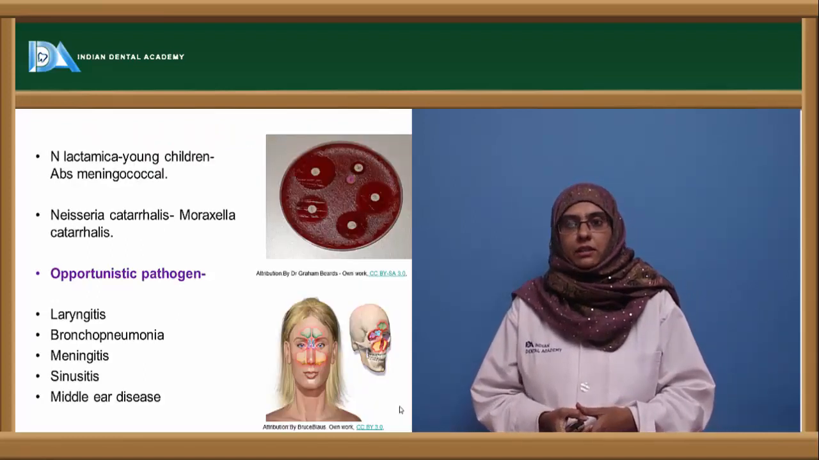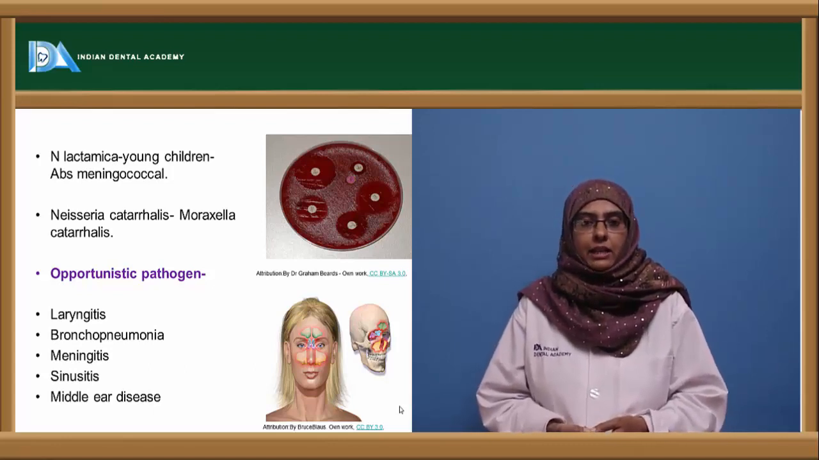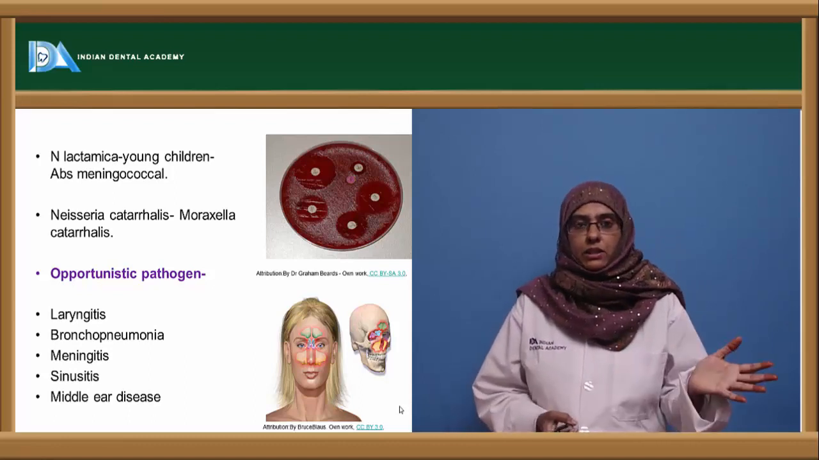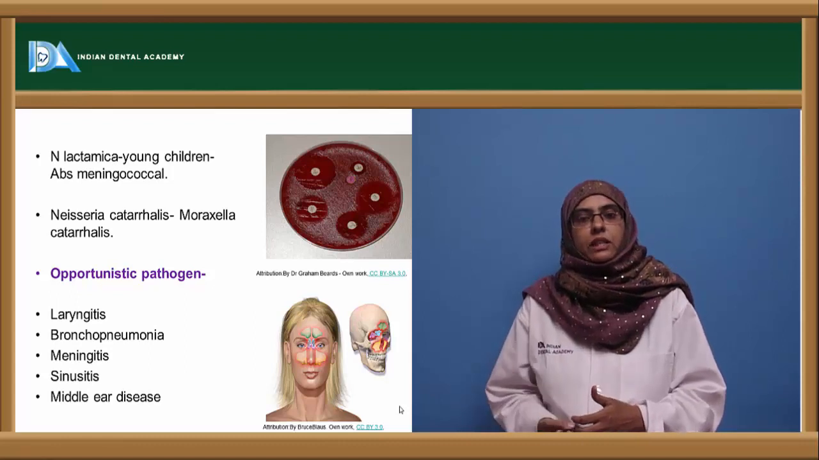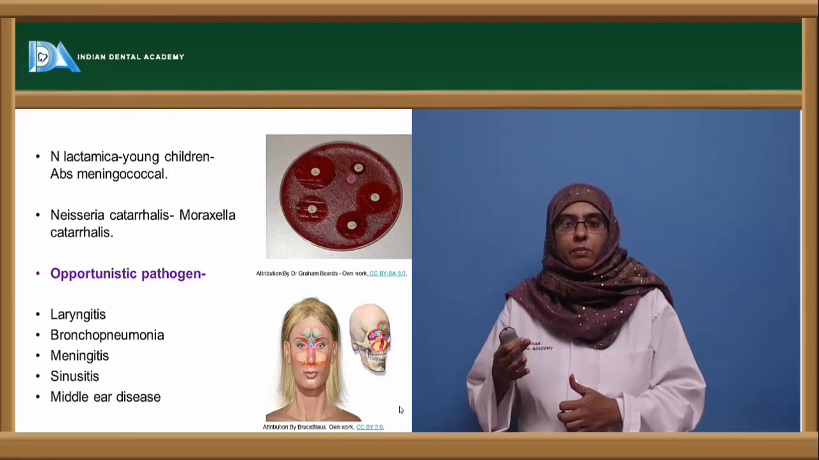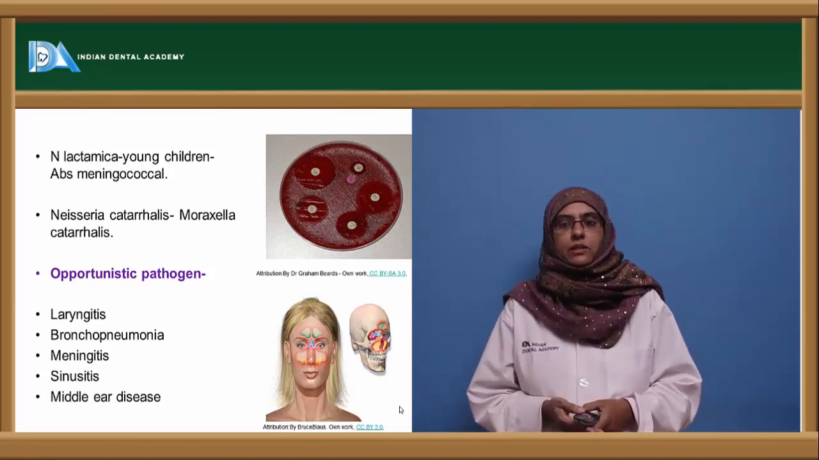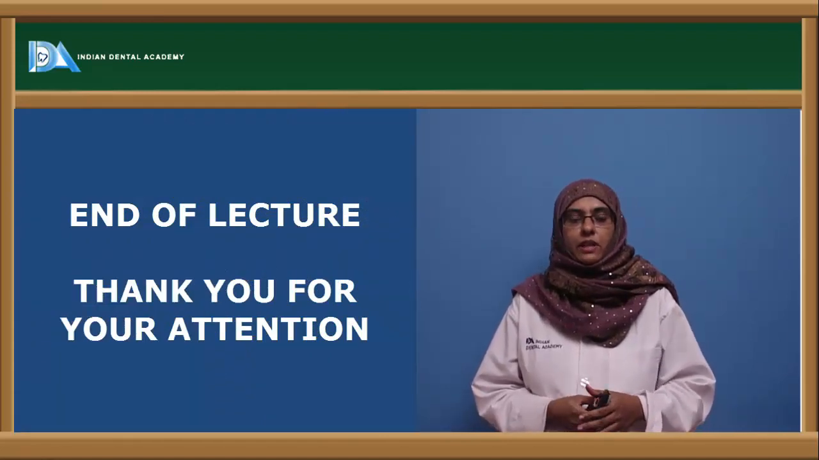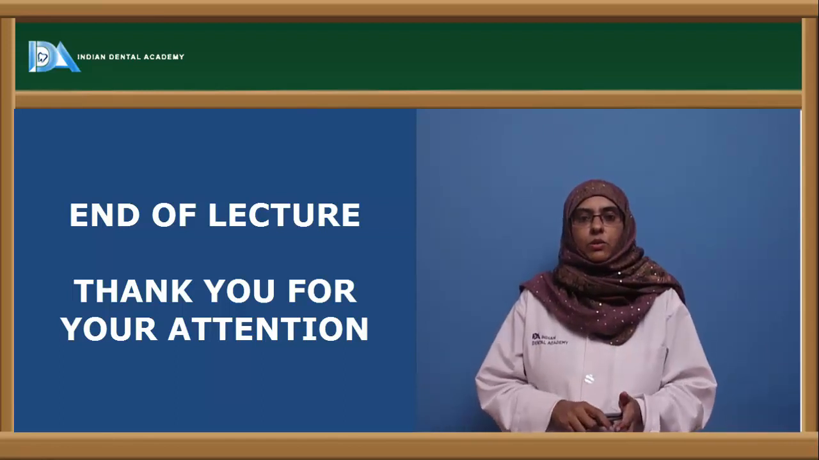And Neisseria catarrhalis is now renamed Moraxella catarrhalis because this organism shows different features compared to Neisseria, and it has its own properties. It is usually involved in opportunistic infections such as laryngitis, bronchopneumonia, meningitis, sinusitis, and middle ear diseases. So this is about Neisseria gonorrhoeae, which causes a venereal disease, gonorrhea, also called gonococcal disease.